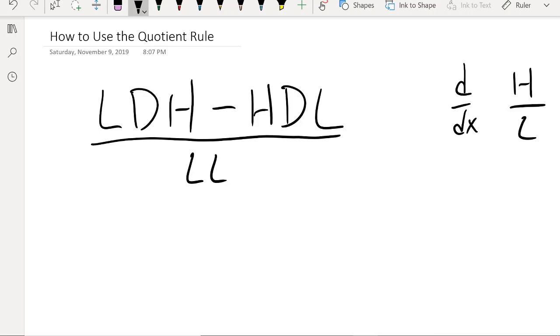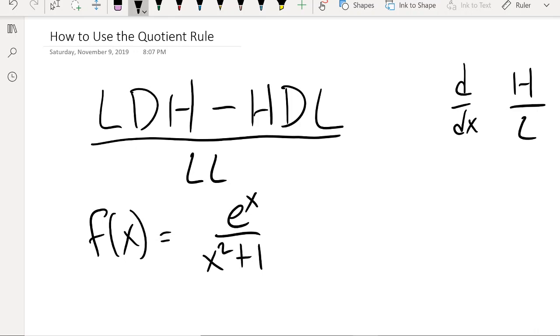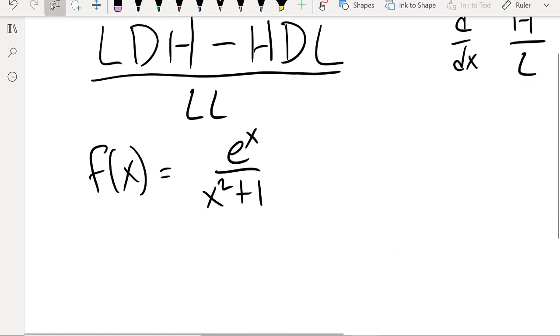Okay, so how does it work? Well, let's say we've got a function, and the function is e to the x over x squared plus 1. If we want to take the derivative, it'd be kind of hard to do that just on its own. We could actually alter it and then just use the product rule, I'll show you that in a second, but it would probably be easier to just use the magic formula: low d high minus high d low over low low. So let's do it.